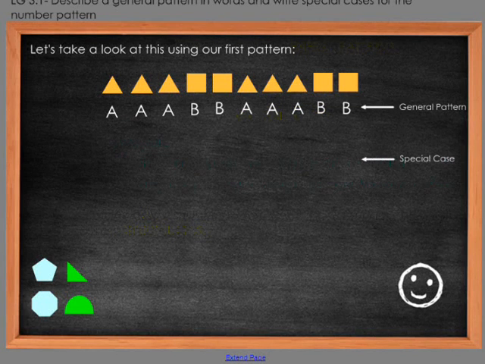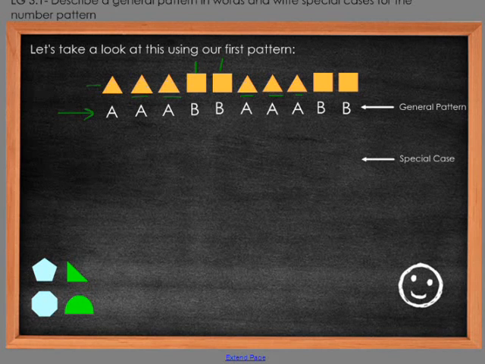Alright, so let's take a look at the first pattern we looked at. In this pattern, we have a series of shapes. We have a triangle, triangle, triangle, square, square, triangle, triangle, triangle. The general pattern of this, written in variables, would be AAABB. Now we can represent this with any kind of special case.